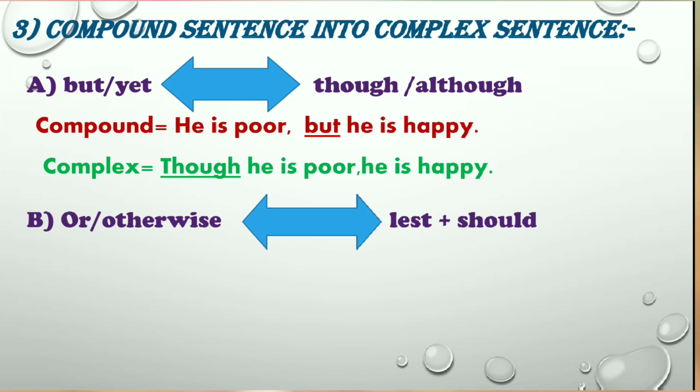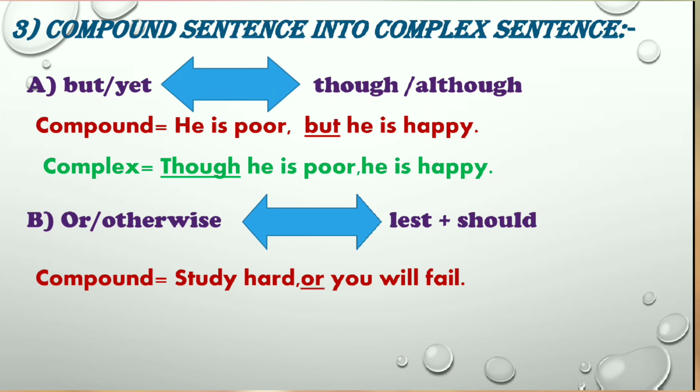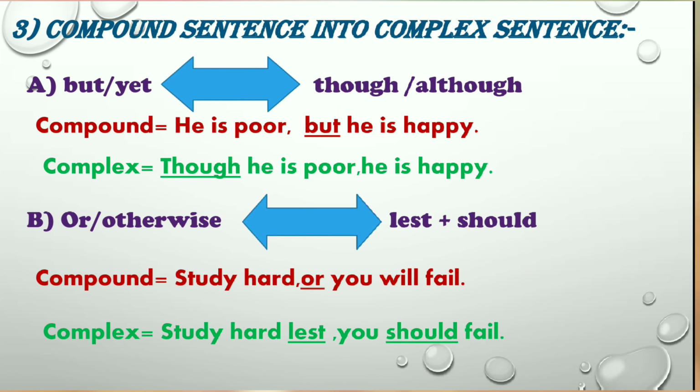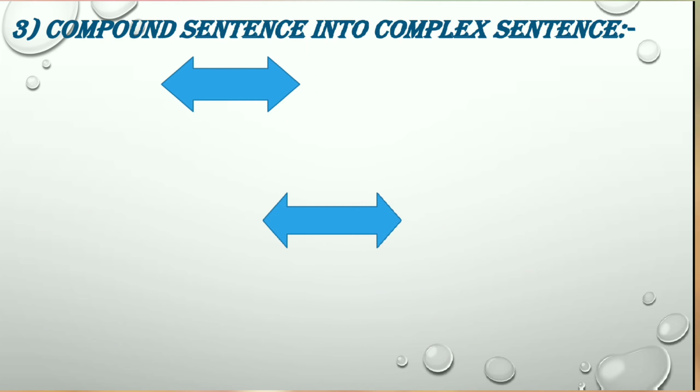Now another way: if or otherwise is used in a compound sentence, you can remove it and use lest should. Let's see the example. Study hard or you will fail. This is a compound sentence. Now our complex sentence is: Study hard lest you should fail. So in this way you can change a compound sentence into a complex sentence.